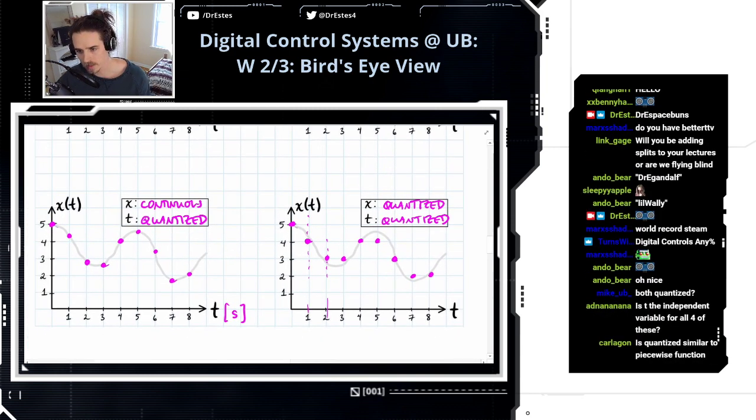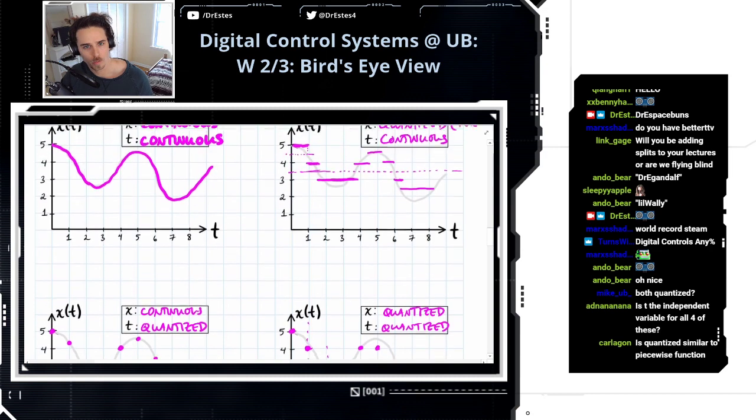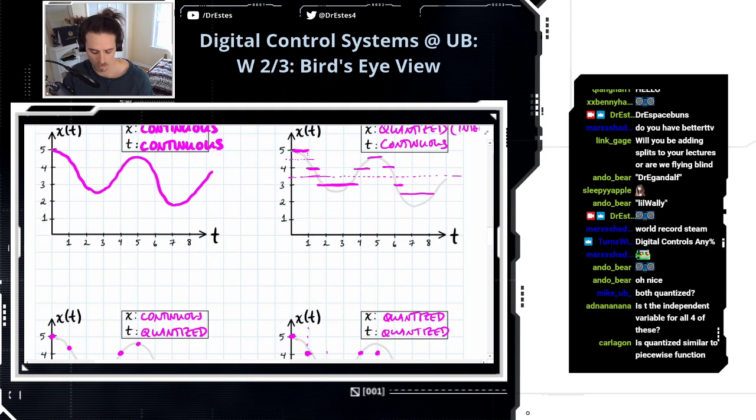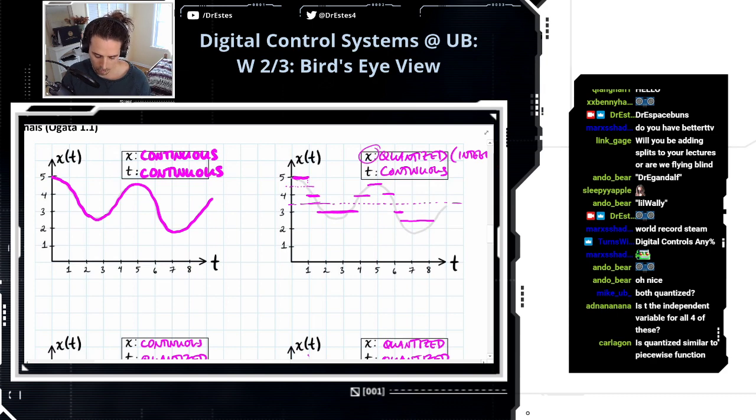Is quantized similar to a piecewise function? I guess when it's quantized in x, but continuous in t, that kind of looks like a piecewise function to me.